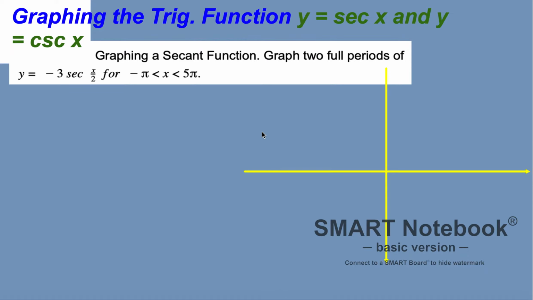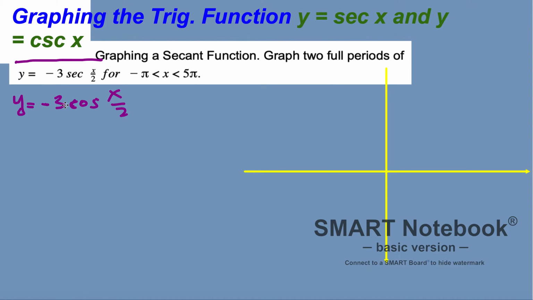So first of all, let's see here. We already know the secant. So this function here, let me take a pen here. And we already know this secant is related with a cosine. So first of all, let's find the function y is equal to -3 cosine(x/2).